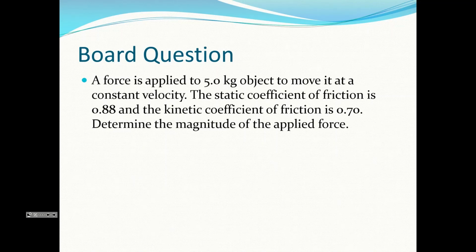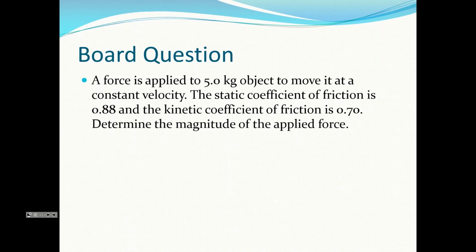A force is applied to a 5 kilogram object to move it at a constant velocity. The static coefficient of friction is 0.8, and the kinetic friction is 0.70. Determine the magnitude of the applied force. So to do this question, draw a free body diagram. So we have a 5 kilogram object. There's an applied force. It's moving at a constant velocity.